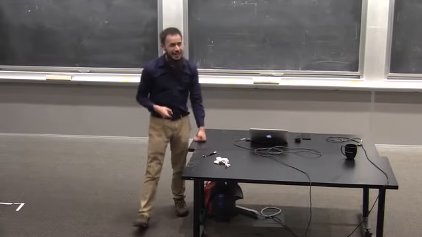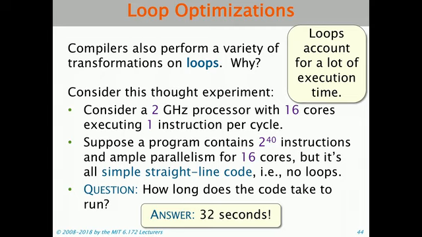Yeah, so if you have just a bunch of simple straight line code and you have a terabyte of it, that's a lot of code. That is a big binary. And yet this relatively simple processor can execute the whole thing in just about 30 seconds.